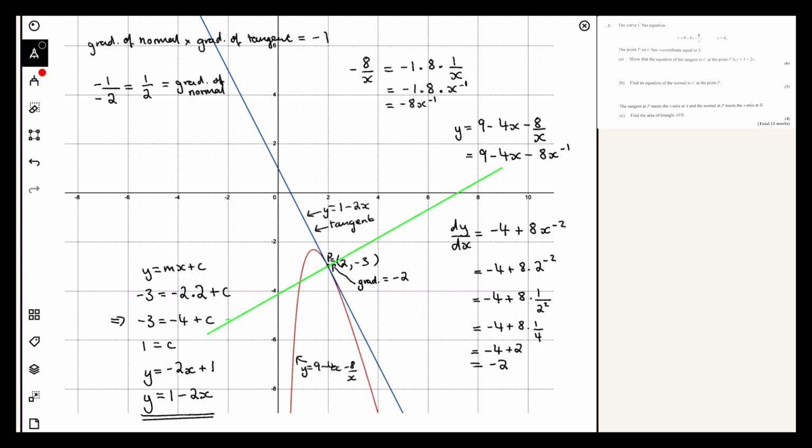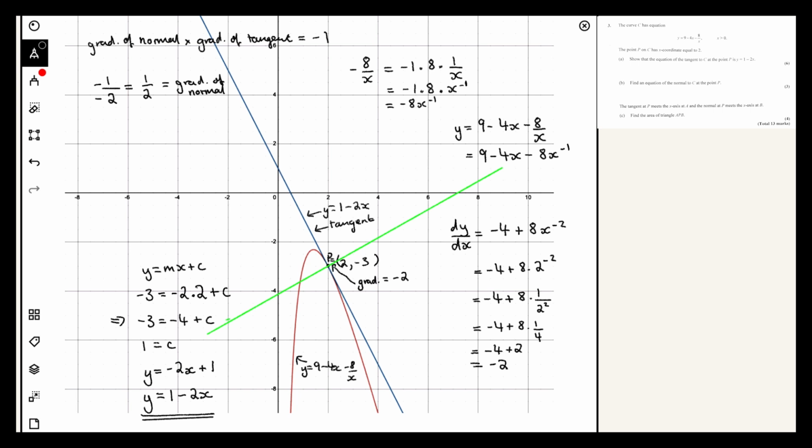And let's just go back to our graph. A gradient of minus 2 will go downhill, which is what this is. And a gradient of a half will go uphill and will be less steep. And that's what the normal looks like as well. So I know it passes through the point 2, minus 3, and it's got a gradient of a half.